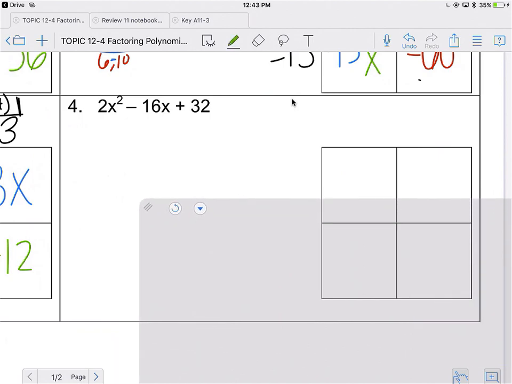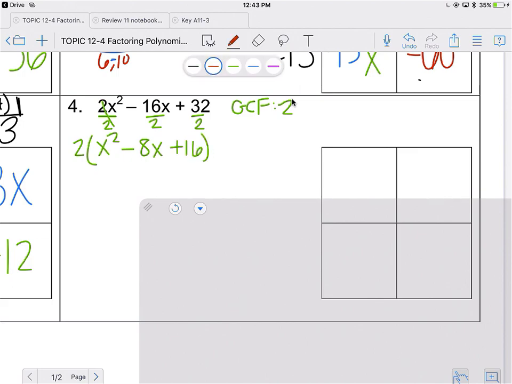Problem 4 also has a GCF. When I look at these numbers, 2, 16, and 32, the biggest number I can take out is a 2 because they are all even numbers. When I take out that 2, I divide everything by 2. Bring the 2 out in front and bring down whatever I divide. So x squared, negative 8x, and positive 16.